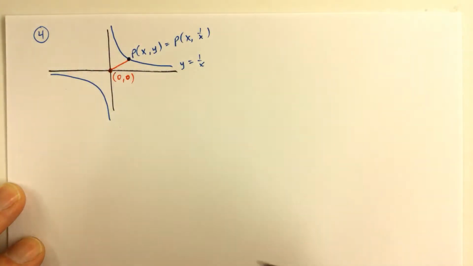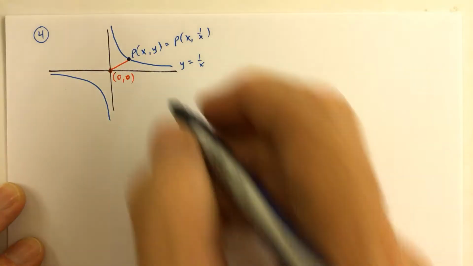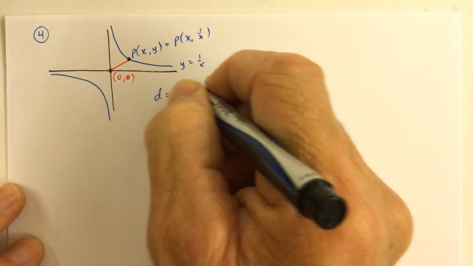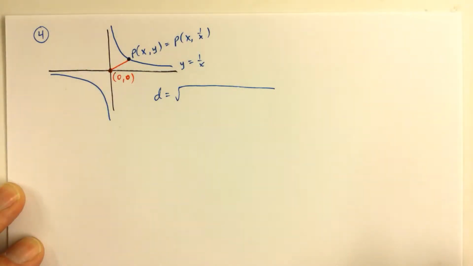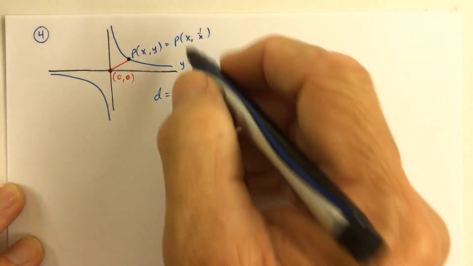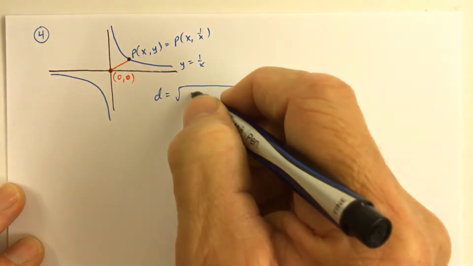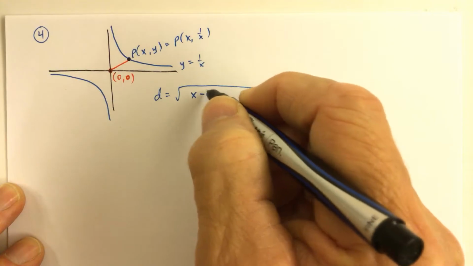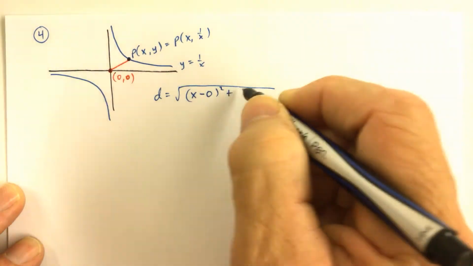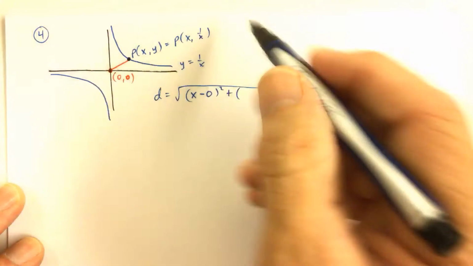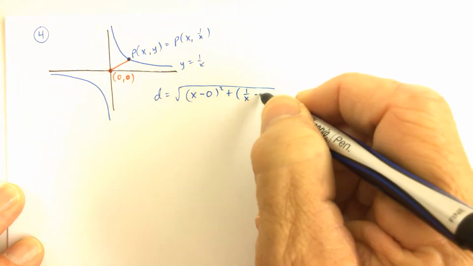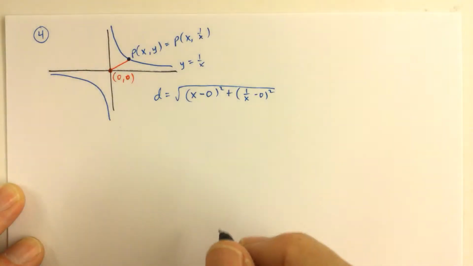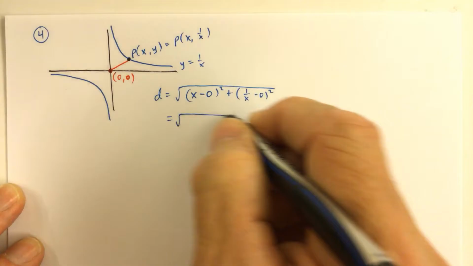And so part A, it says express the distance d. So d equals the square root of, from point P to the origin as a function of x. Well, we take the difference in the x coordinates, x minus 0 squared, plus the difference in the y coordinates, 1 over x minus 0 squared. There's the distance, but let's simplify that a little bit.